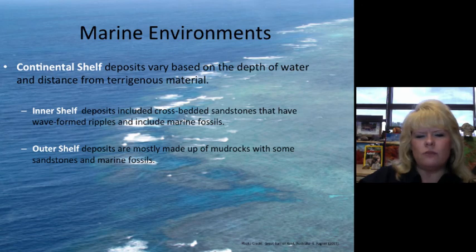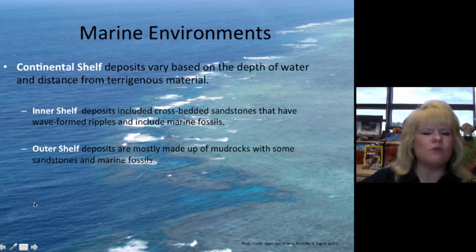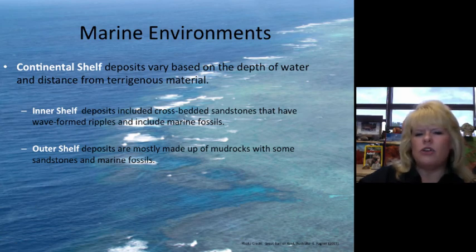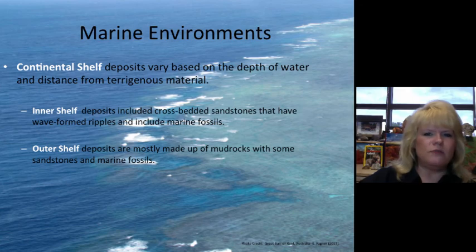So the inner shelf deposits includes cross-bedded sandstones that have formed ripple marks and marine fossils. These would be things closer to shorelines. And the outer shelf would be stuff like this out here that's made of mud rocks and some sandstones and marine fossils. But their continental shelf deposits are as variable as the depth and the source of material that makes them up.